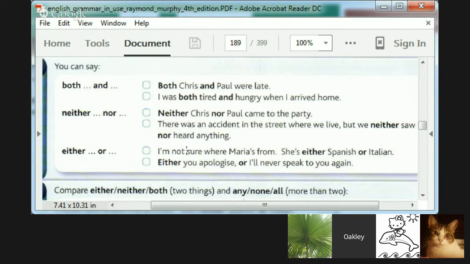All right, either or. I'm not sure where Maria's from. She's either Spanish or Italian. One or the other. This is a very common use of either or. Obviously, the meaning is not both. Either this or that, but not both.